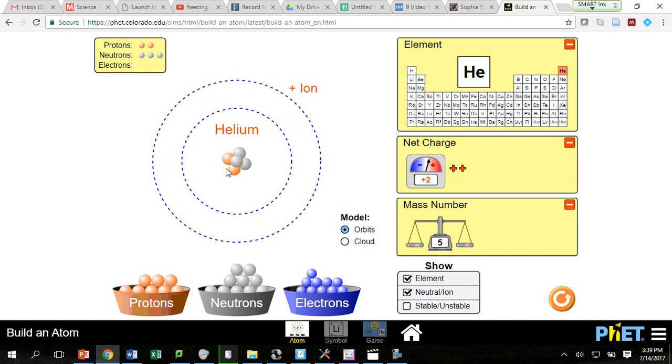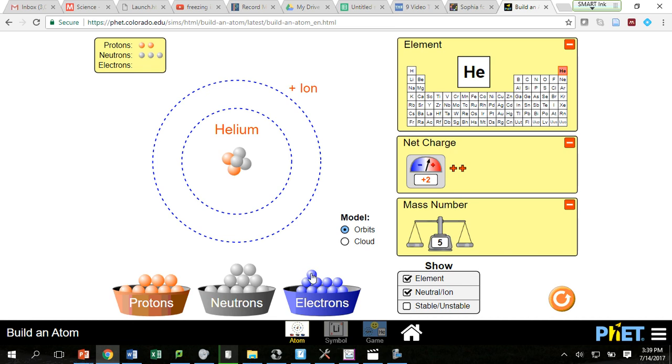All right, so we're done with protons and neutrons. Let's review. Protons have a positive 1 charge. Neutrons have a neutral charge. Protons and neutrons both have a mass of 1 atomic mass unit. And the proton changes the identity of the element, but the neutron doesn't.